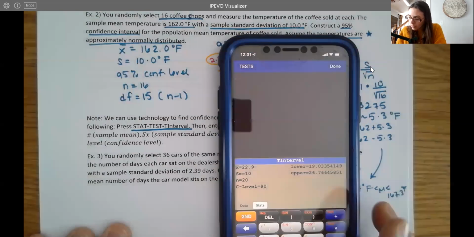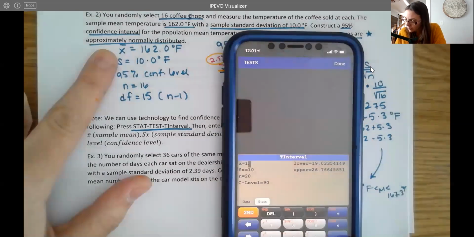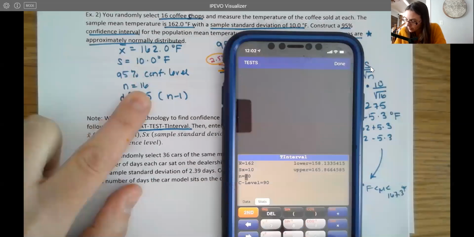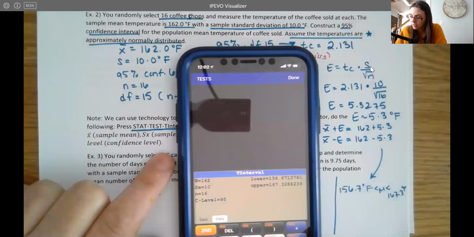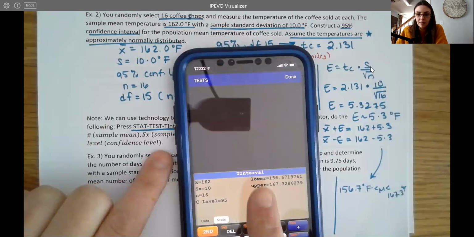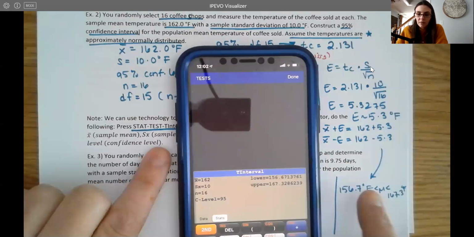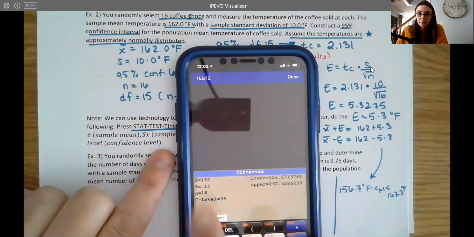And you're going to enter the mean, which is 162. You're going to enter the standard deviation, which is 10. My sample size is 16, and my confidence level is 95. I'm going to hit enter, and then we should see my lower and my upper limits match. So 156.67, so there's the 156.7, 167.32, 167.3. So the same values there on the calculator.